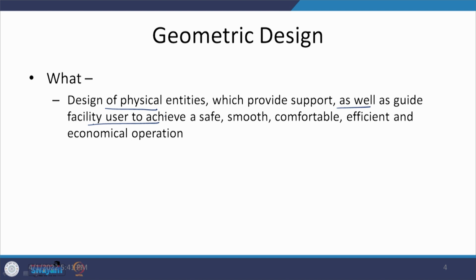And what we mean by a proper manner is that our aim is to achieve a safe, smooth, comfortable, efficient and economical operation. So, the vehicles which are moving on that road should remain safe with respect to each other, the flow should remain smooth, the riding should be comfortable, and from the economic side, each and every aspect related to this flow should be efficient and economical, and that is what we are trying to achieve after designing all these physical entities.